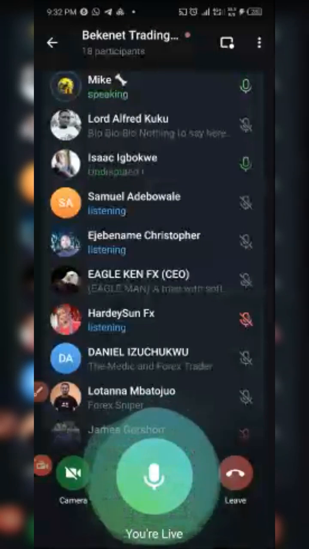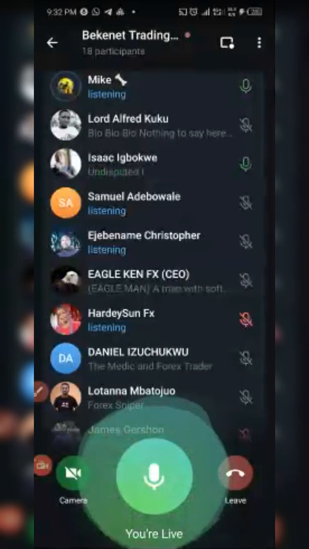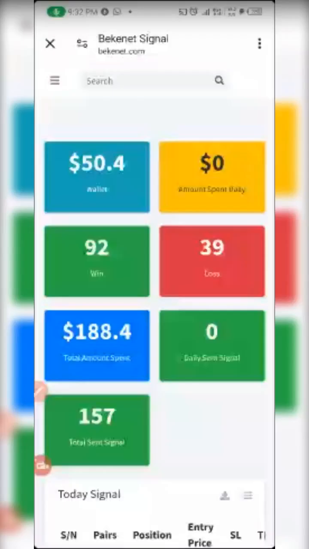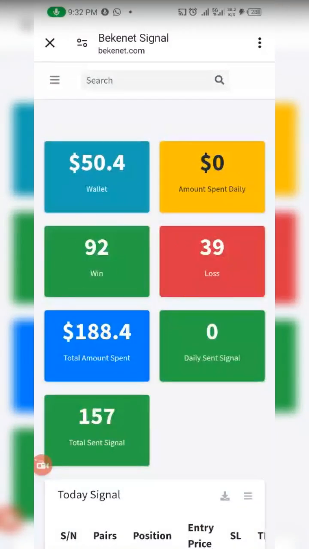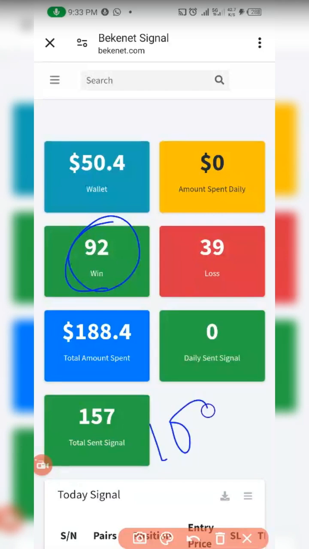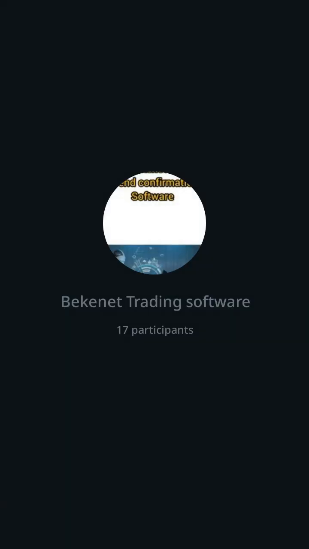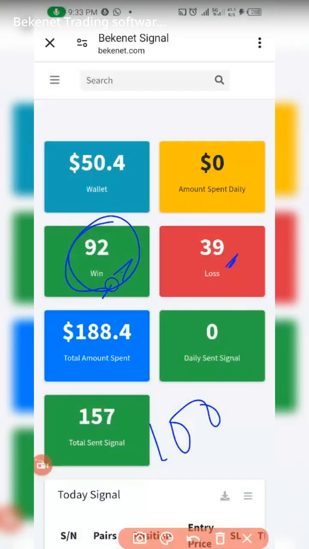Okay, now look at it. You are asking me how successful it is. Look at the results here. Depending on how you see success, to me, this is a success. This is the AI. This AI gets its signal from what we call Smash 100. I don't know your definition of success, but for me, the winning rate is higher than the loss. I hit 92 take profit throughout this month, and I lost 39 stop loss throughout this month.